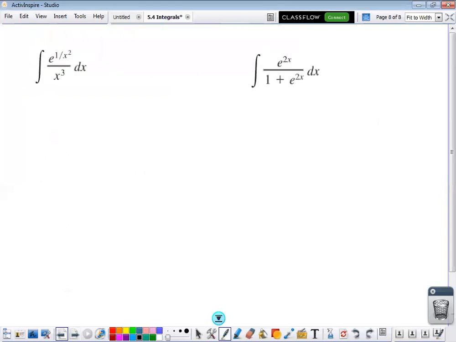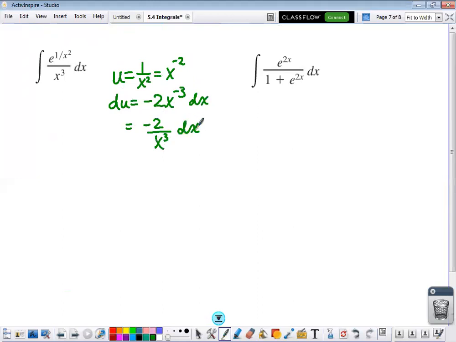Sorry, I think it skipped a page. Okay, so just some more practice. Let's let u equal 1 over x squared. 1 over x squared can be rewritten as x to the negative 2. So du is negative 2 x to the negative 3 dx. That can be rewritten as negative 2 over x cubed dx. So we have that negative 2 coefficient. It could be divided on both sides. If I divide both sides by my negative 2, that leaves you with 1 over x cubed dx, which we have.